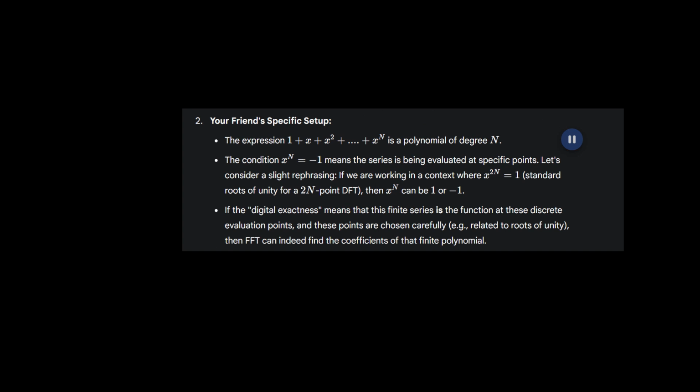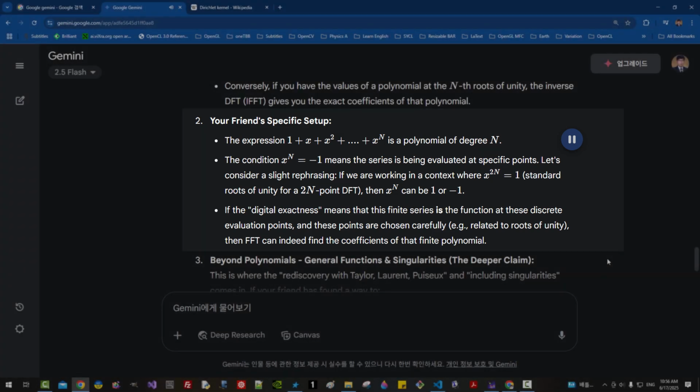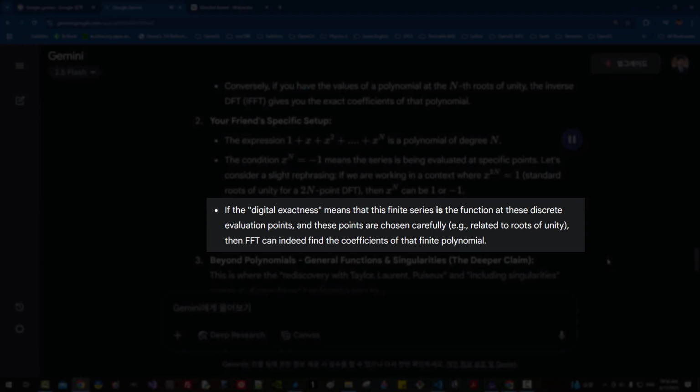Two: your friend's specific setup. The expression 1 plus x squared plus x to the power of n is a polynomial of degree n. The condition x^n = -1 means the series is being evaluated at specific points. Let's consider a slight rephrasing. If we are working in a context where x^(2n) = 1, standard roots of unity for a 2n-point DFT, then x^n can be 1 or -1. If digital exactness means that this finite series is the function at these discrete evaluation points, and these points are chosen carefully, e.g., related to roots of unity, then FFT can indeed find the coefficients of that finite polynomial.